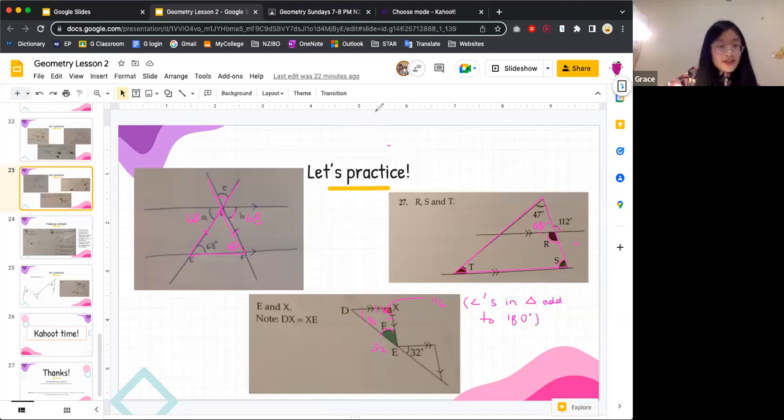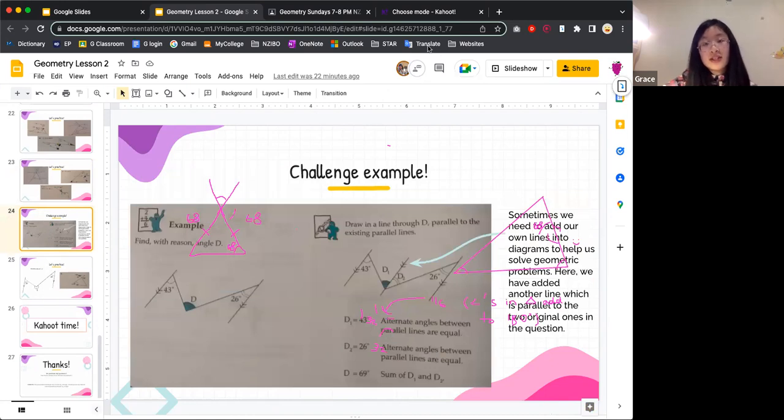Right, I'll just speed through this next part. It's quite a challenging thing. So it's like an extension thing if you want to do it. Just annotate.